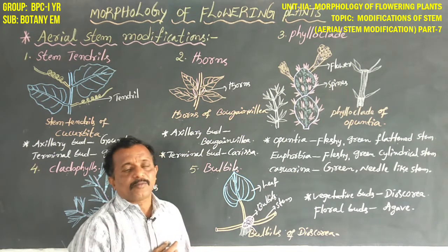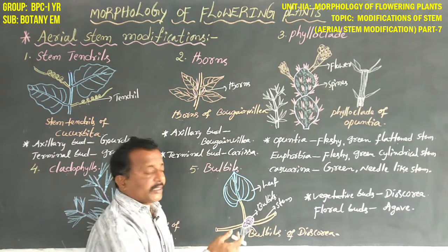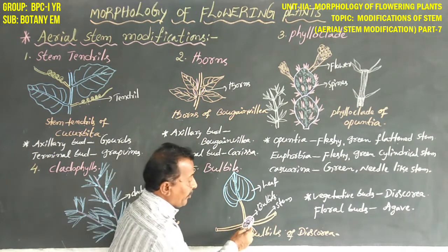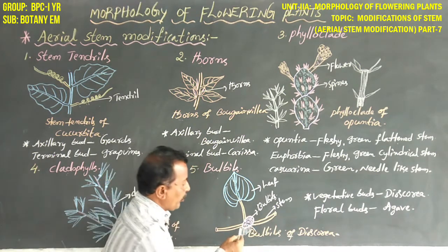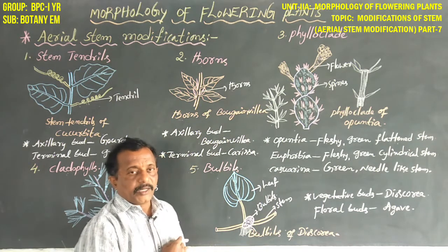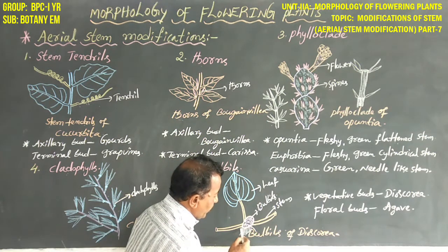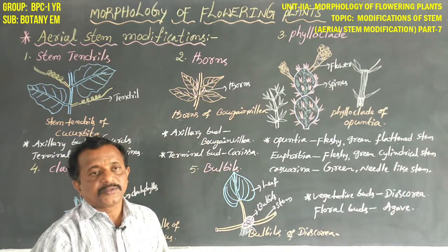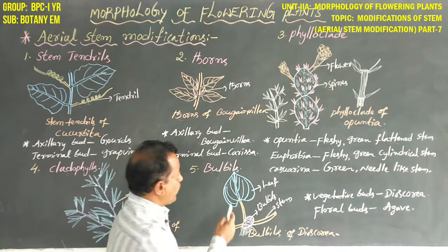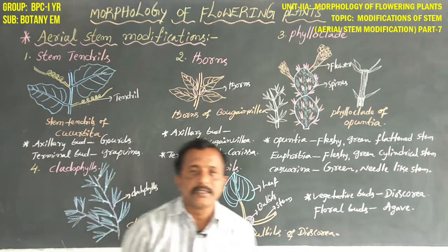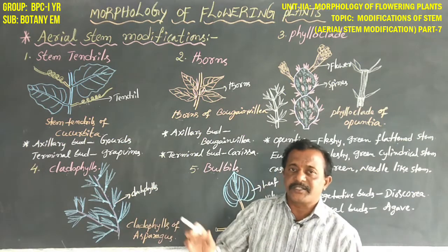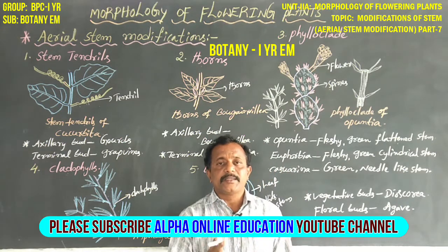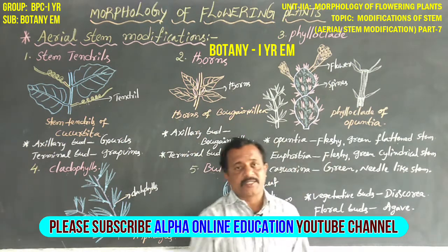The vegetative buds or floral buds are modified to bulbils. These bulbils store food materials. After some time, when they detach from the parent plant, they produce adventitious roots. These adventitious roots help in vegetative reproduction. This type of organ is named bulbils. So dear students, this is the second modification of stem, that is aerial stem modifications. Okay, now thank you.